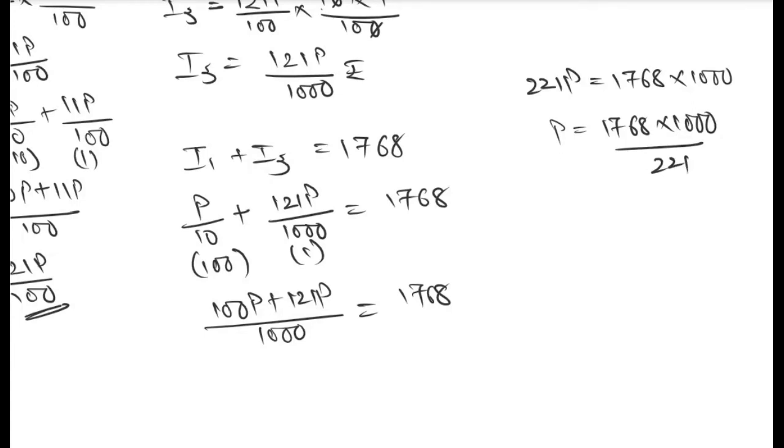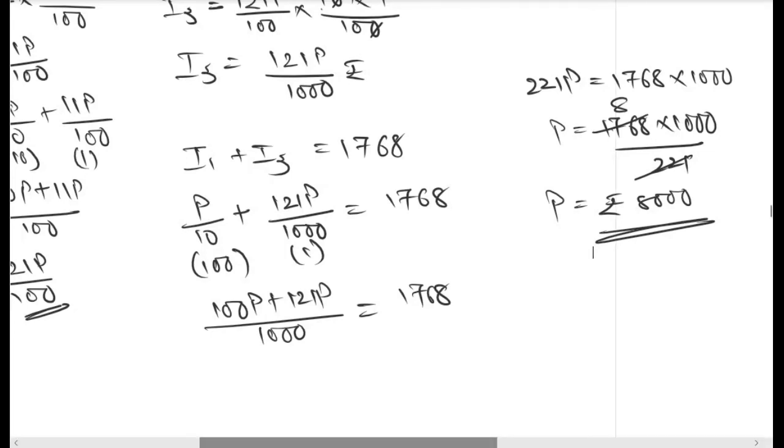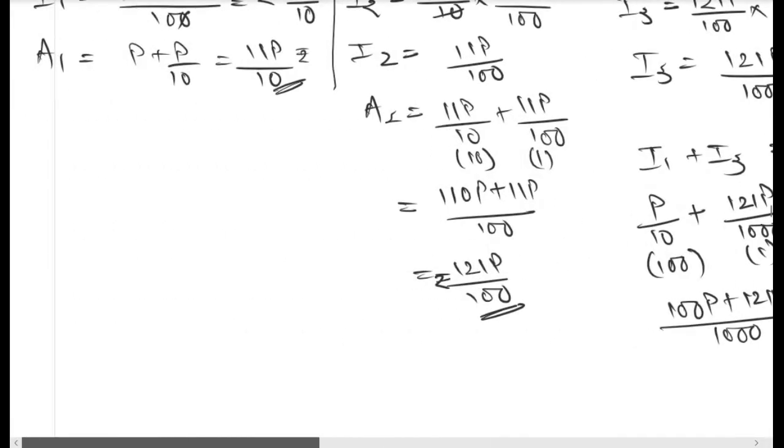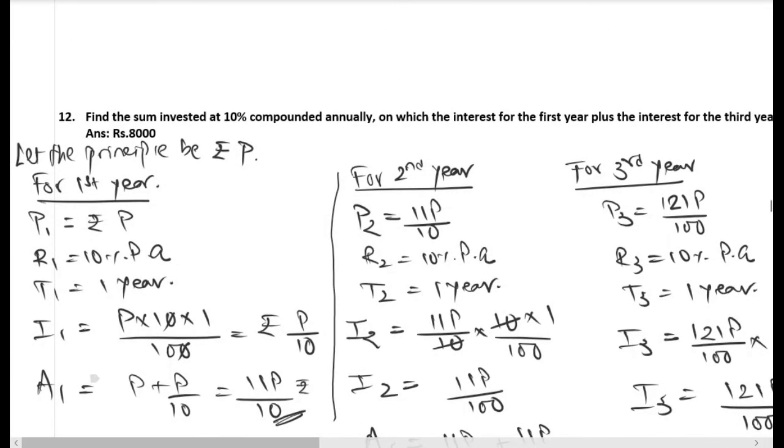Okay, if you solve this, 1768 into 1000 upon 221. Yeah, that's what it is. If you solve this, 221 into 8 is 1768. So P is rupees 8000. So this was one more such question where the principal was missing and I took the principal as rupees P, not 100, and got the answer. Right? One more such question.